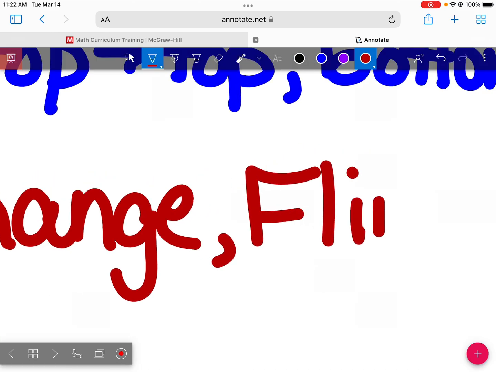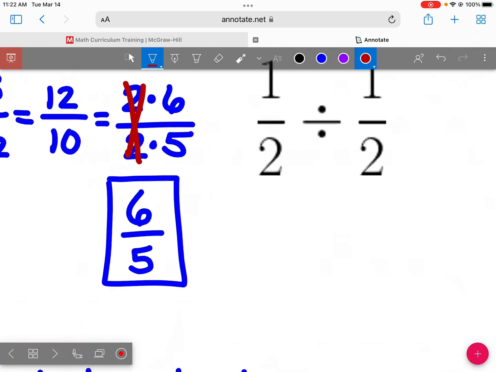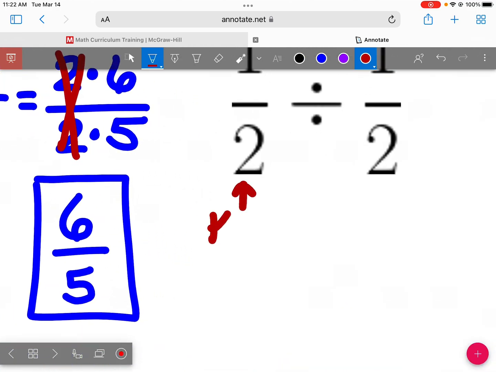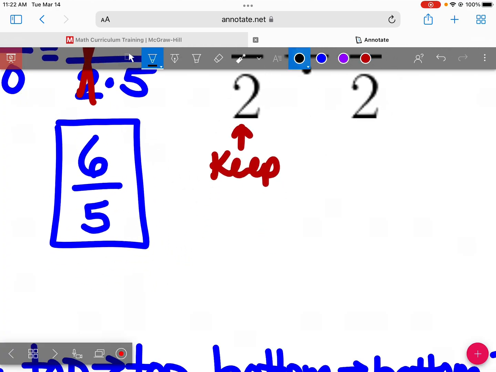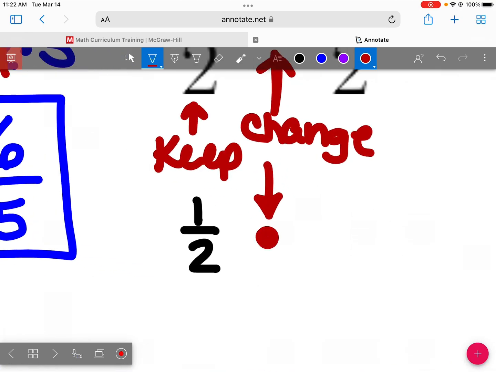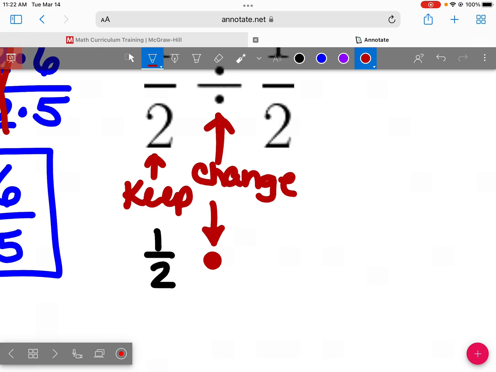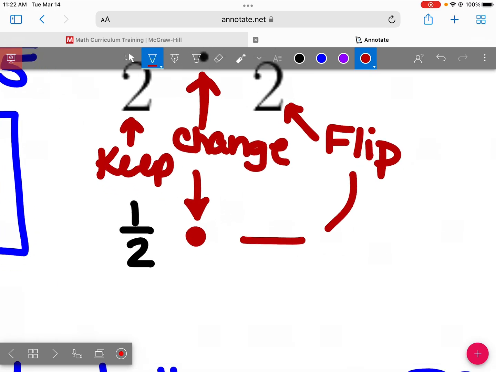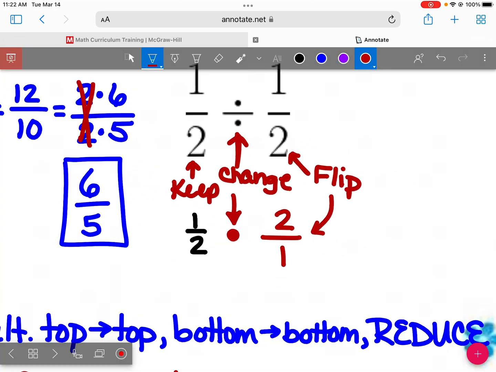Keep, change, flip. So what that means is my first fraction, I'm going to keep this one. So that's going to stay 1/2. We're going to change the operation. It's going to change from division to what? Multiplication. And then this last one over here, the second fraction, we're going to flip. What does this look like if I flip it over? 2 over 1.